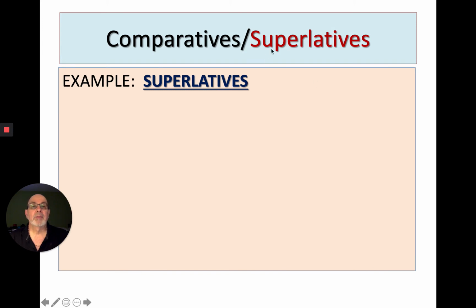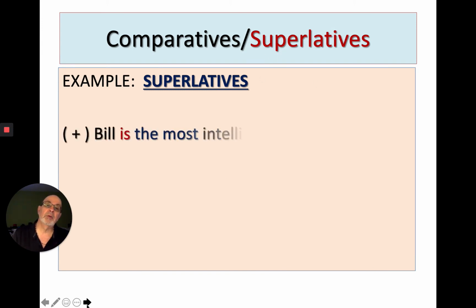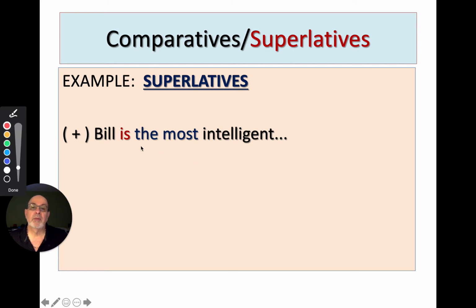Now we're going to talk about superlatives. We're not comparing Bill to Bob anymore. We're comparing Bill to everybody, or a class, or a group of people we know. So I know this is an adjective because I'm using the word is. I have now changed from more than to the most.